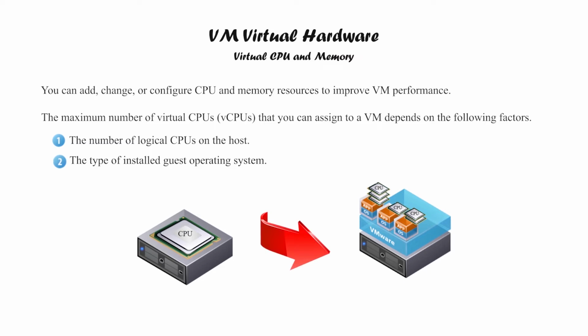The maximum memory size of a VM depends on the VM's compatibility setting. The maximum memory size of a VM with ESXi 7.0 is 6 TB. You can decide the capacity of the VM's CPU and memory according to the applications and the guest operating system.